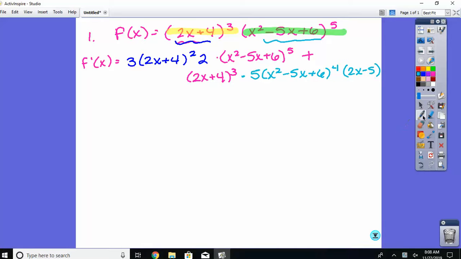Okay. Final step, just clean up as much as you can. So at the very least, I want you to multiply the 2 and the 3 to make it a 6 times your 2x plus 4 squared, x squared minus 5x plus 6 to the 5th. On this one, at the very least, pull your 5 out in front.